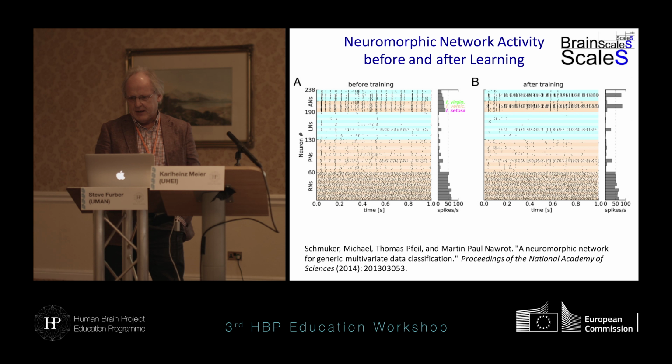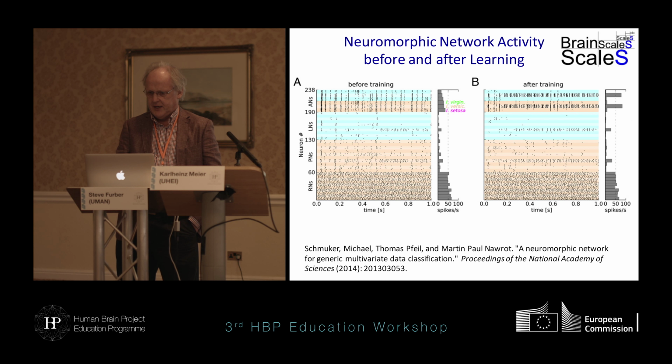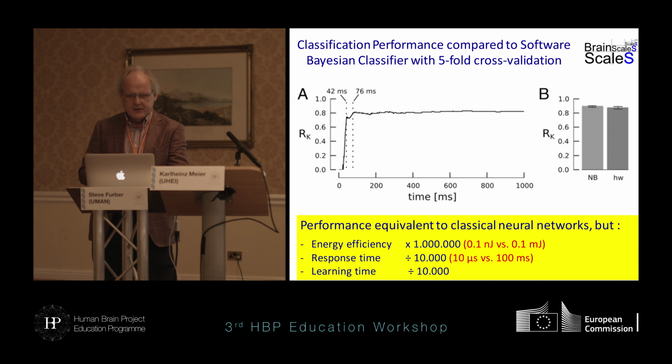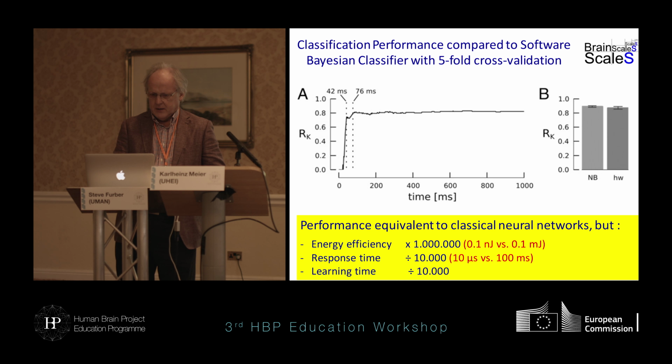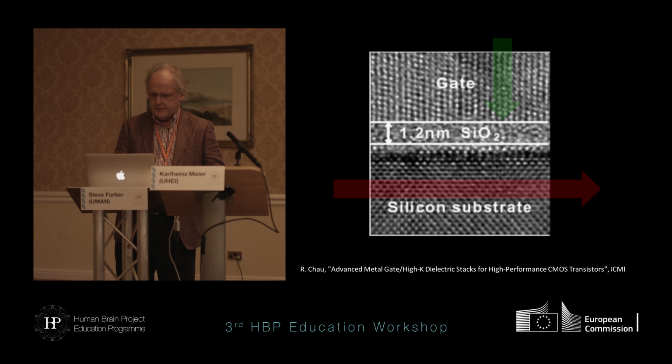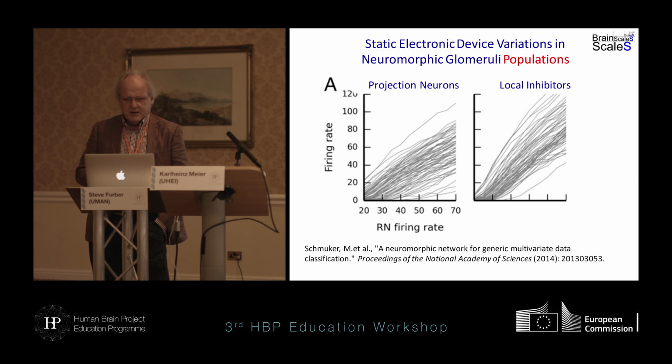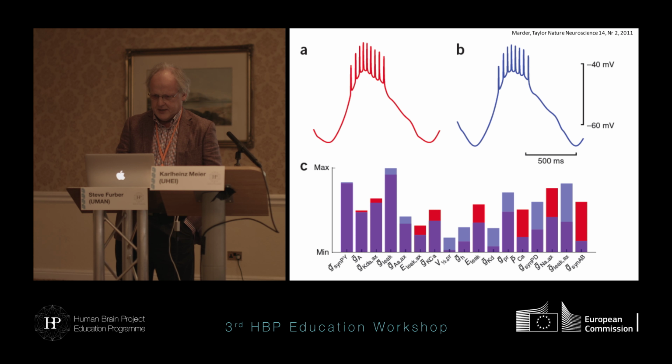This is demonstrating data classification, again running on the Heidelberg system, and classification performance compared to software. It's all doing very well. Okay, so I'll skip through these a bit. If you're looking at devices, here's an exciting device, and here's some graphs showing variable classifiers. Yes, I'm sorry, I'll get through this if you want me to stop.